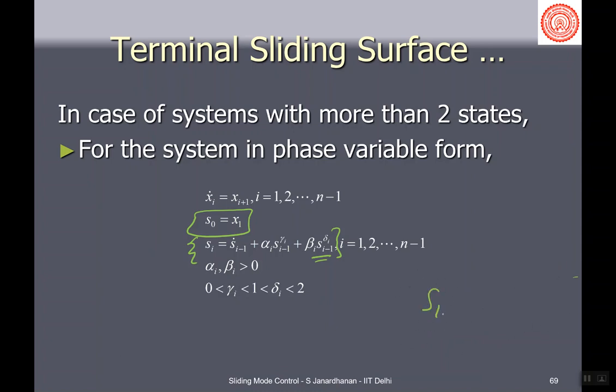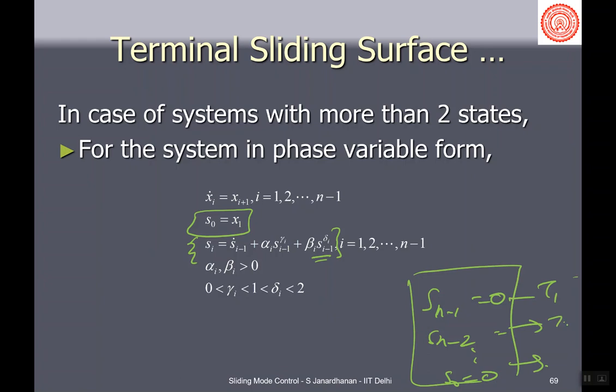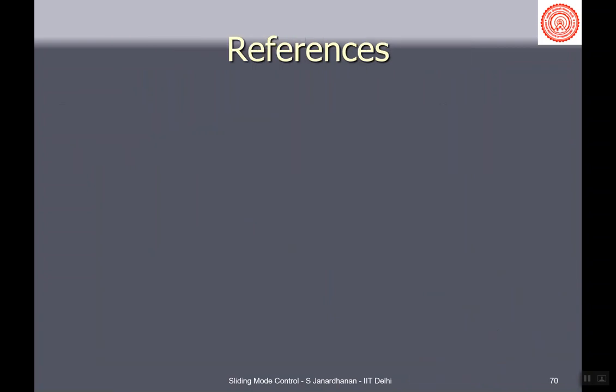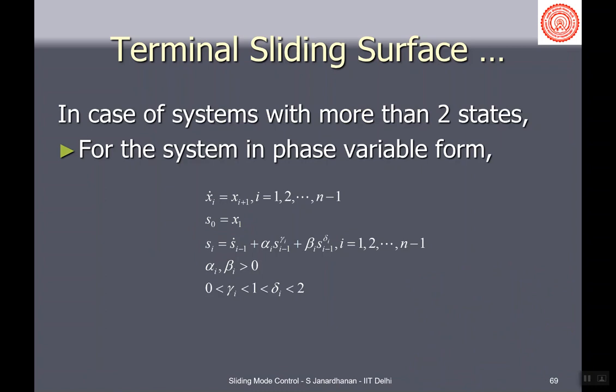First Sn minus 1 becomes 0, then Sn minus 2 becomes 0, and finally S0 goes to 0, and all of them happen individually in a finite amount of time, with t1, t2 and so on. So at the end, the entire nth order system can be made to converge to the origin in a finite amount of time. So that is the concept of terminal sliding mode. Those were the different aspects of sliding mode that have been under research until now.